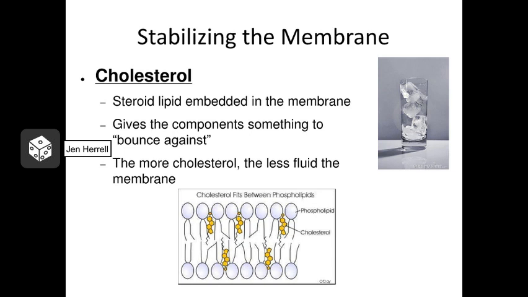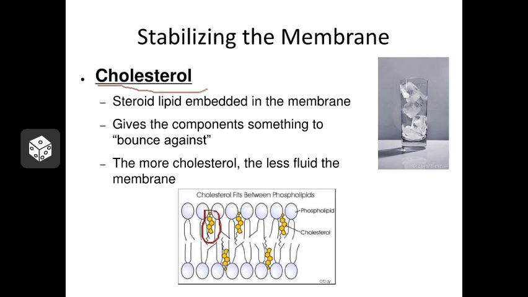Because the phospholipid bilayer is a liquid, cells need a way to control how fluid or how liquidy it is. They primarily do this using cholesterol molecules. Now you should remember cholesterol from chapter 5. It's classified as a steroid lipid. Here it is on this diagram down here.